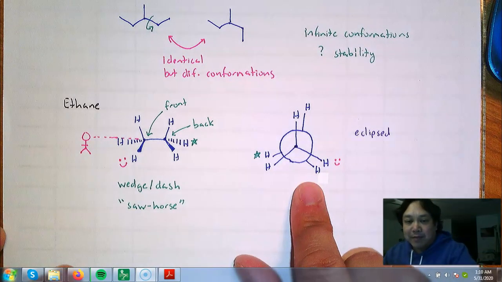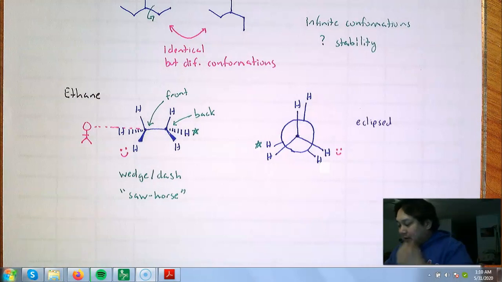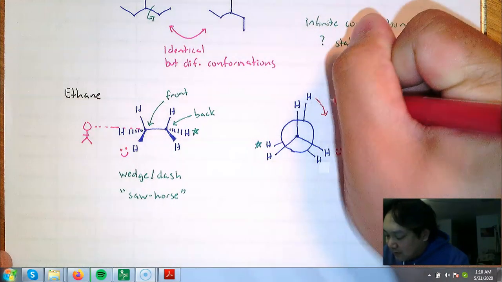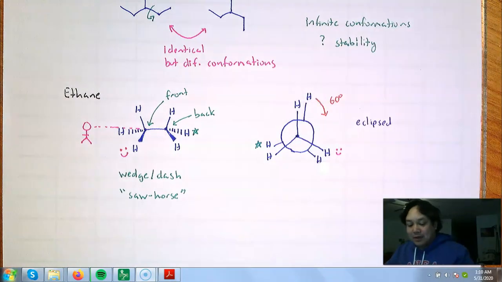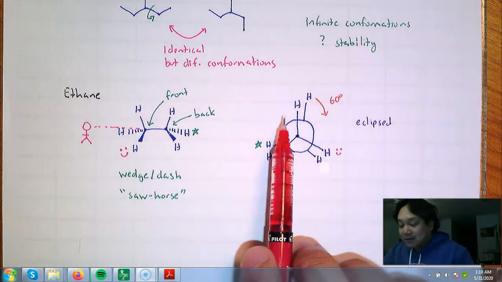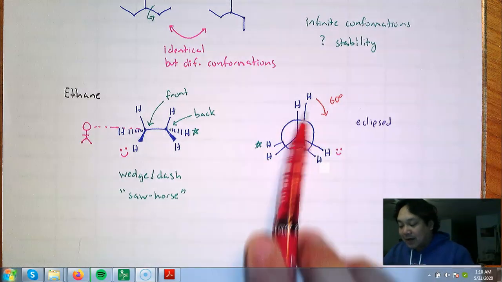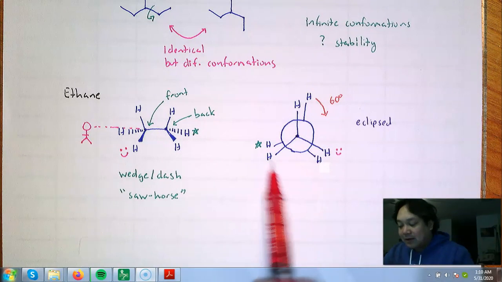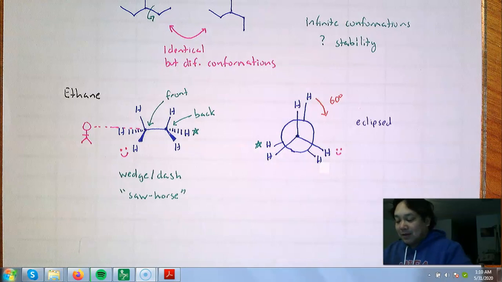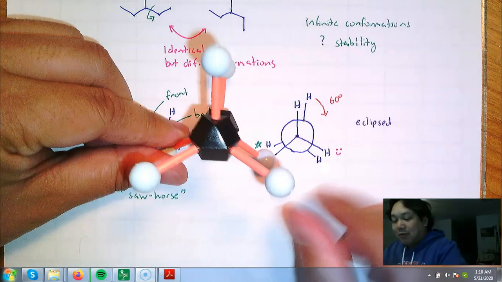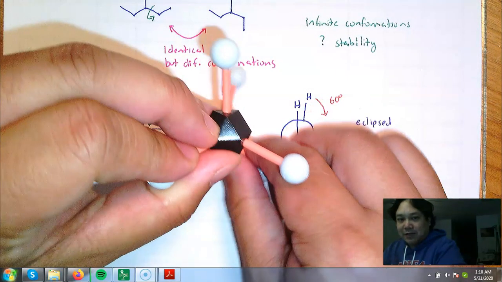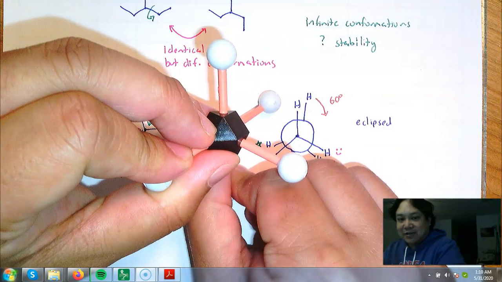That's one of the main conformations for ethane. The other conformation is we're going to rotate this back bond 60 degrees. All the way around is 360. All the way down here is 180. So it's 60, 60, another 60 to get to 180, and then another 180 to get to 360. I'm rotating the back carbon. So I'm holding the front carbon steady, and I'm going to rotate the back carbon 60 degrees.